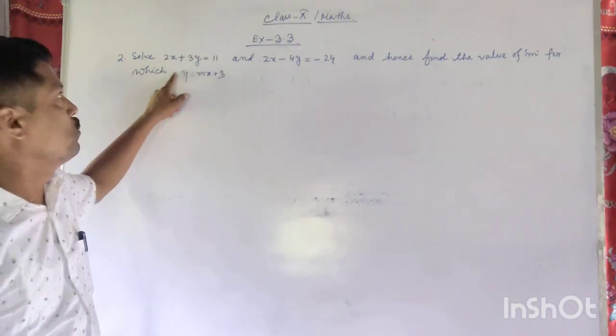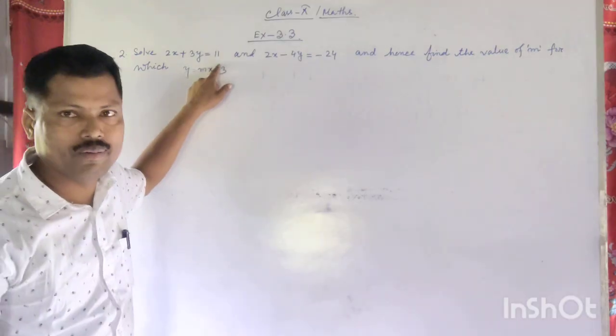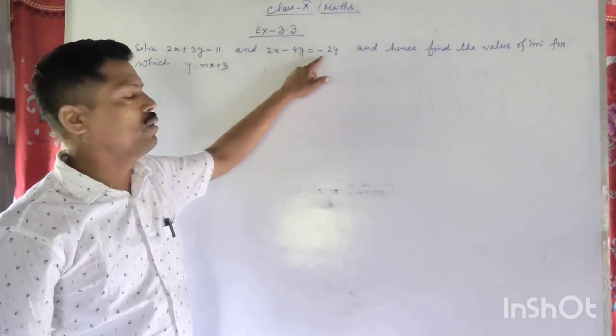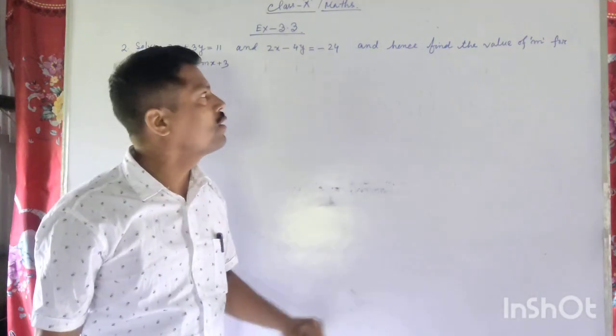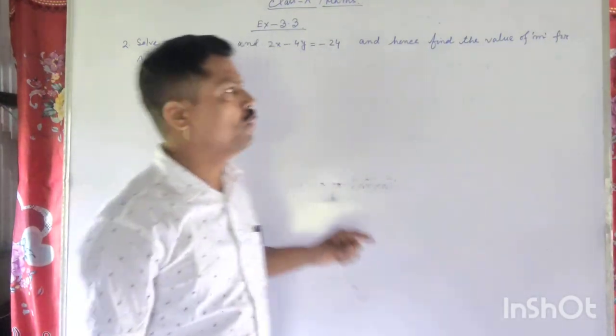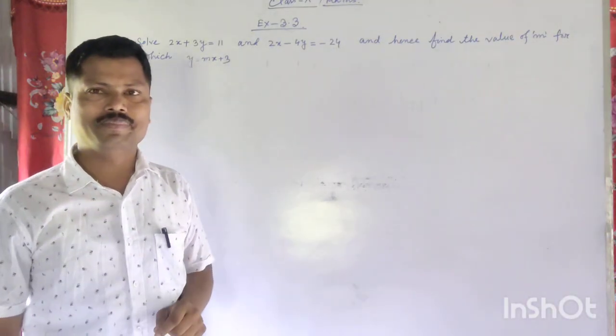In question number 2, solve 2x plus 3y is equal to 11 and 2x minus 4y is equal to minus 24, and hence find the value of m for which y is equal to mx plus c.